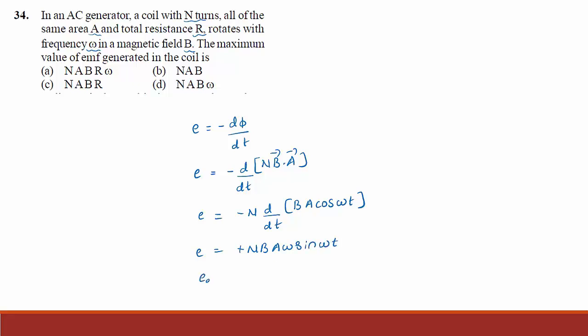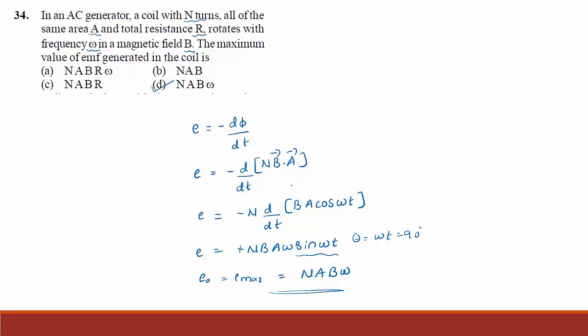So this is E naught. E naught indicates maximum induced EMF, which is equal to NAB omega. So this is the maximum induced EMF. Here in place of sine theta, sine 0 is 0, sine 90 is 1. When omega t is equal to 90 degree, that means when theta equal to 90 degree, then we can say that the maximum value of EMF is generated in the coil. So this is NAB omega, or directly if you know this equation, we can go for option D, that is NAB omega.